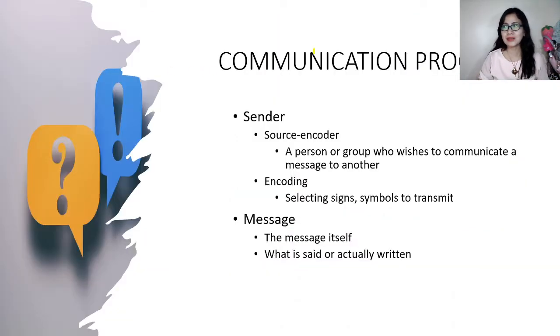So, let's find out about the communication process. Sender, okay? Here we have the source as the encoder. The source encoder is the person or group who wishes to communicate a message to another individual. In doing the encoding, the sender also can provide signs or symbols to transmit as means of communication. For example, the nurse would tell the client to wait for his medication. The tone of voice can reinforce it.